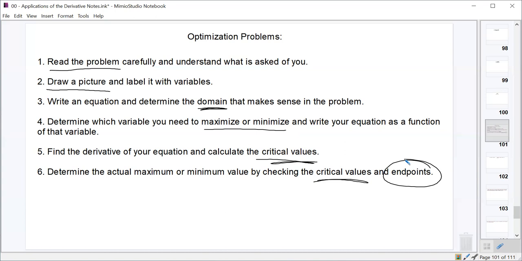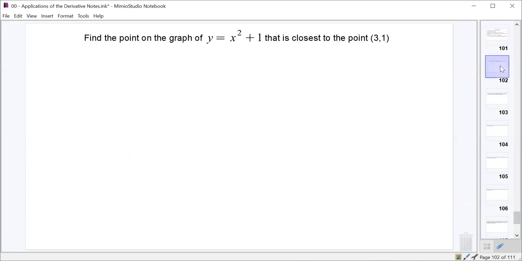So let's take a quick look at a few optimization problems. We're going to start off with a fairly straightforward one. We're going to try to find the point on the graph of y equals x squared plus 1 that is closest to the point (3, 1). The first thing to do is think about what this means. We're talking about a function, x squared plus 1, a parabola. And then we're talking about another point, (3, 1). If we plug 3 into this equation, we'd see that (3, 1) is not on our parabola. So we're asking when the distance between that parabola and that point is at a minimum.